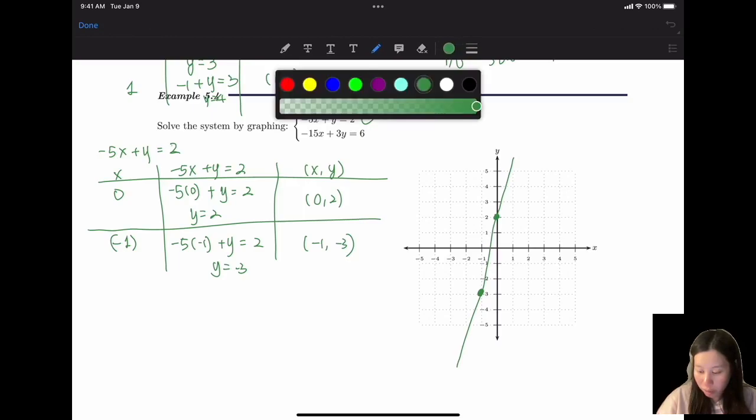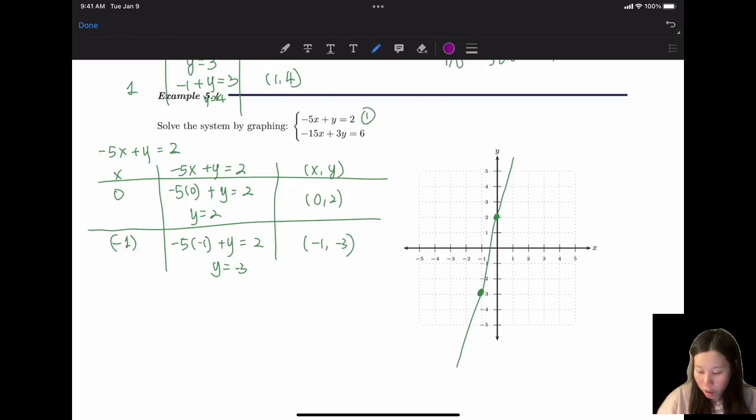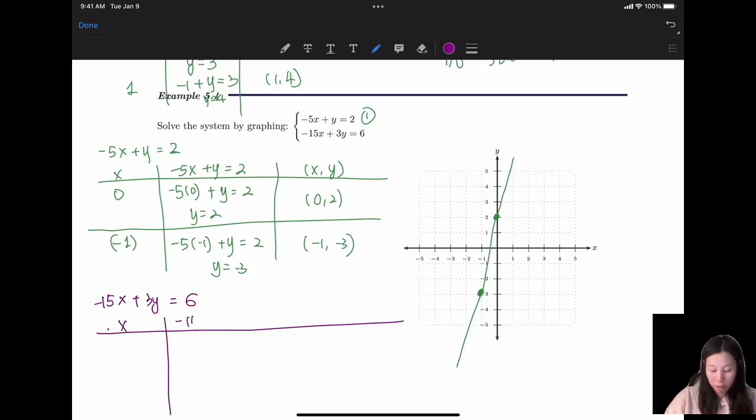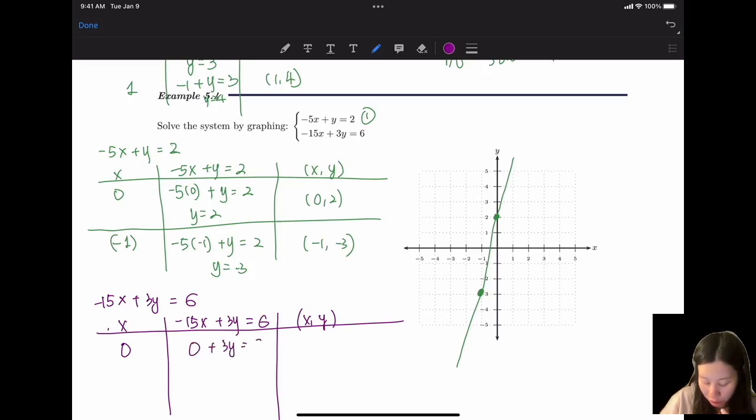Now the second line. I am going to use a purple one. I have negative 15x plus 3y equals 6. So I have x, negative 15x plus 3y equals 6, x and y. So if I pick x equals 0, I have negative 15 times 0 equals 0 plus 3y equals 6. So y has to equal 2. 0 and 2.